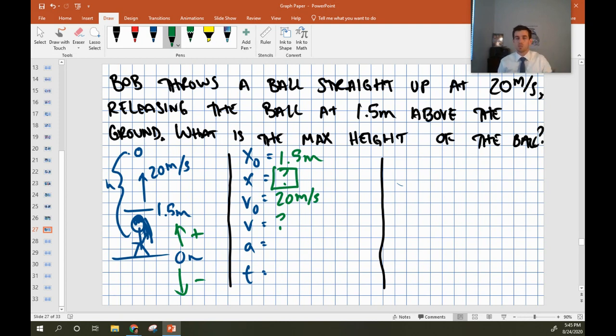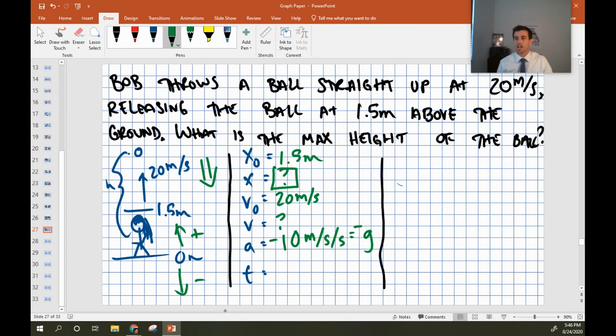After it left his hand at the 1.5 meter mark, he's no longer in contact with it, and it's only being acted on by the Earth. So that means it is experiencing free fall acceleration. G is acting on it, so either 10 meters per second squared or a G. But I have to be careful: the acceleration due to gravity is always down, and I said up was positive. So these need to be either minus 10 or minus G. That way we're making sure that our variables match our coordinate system.